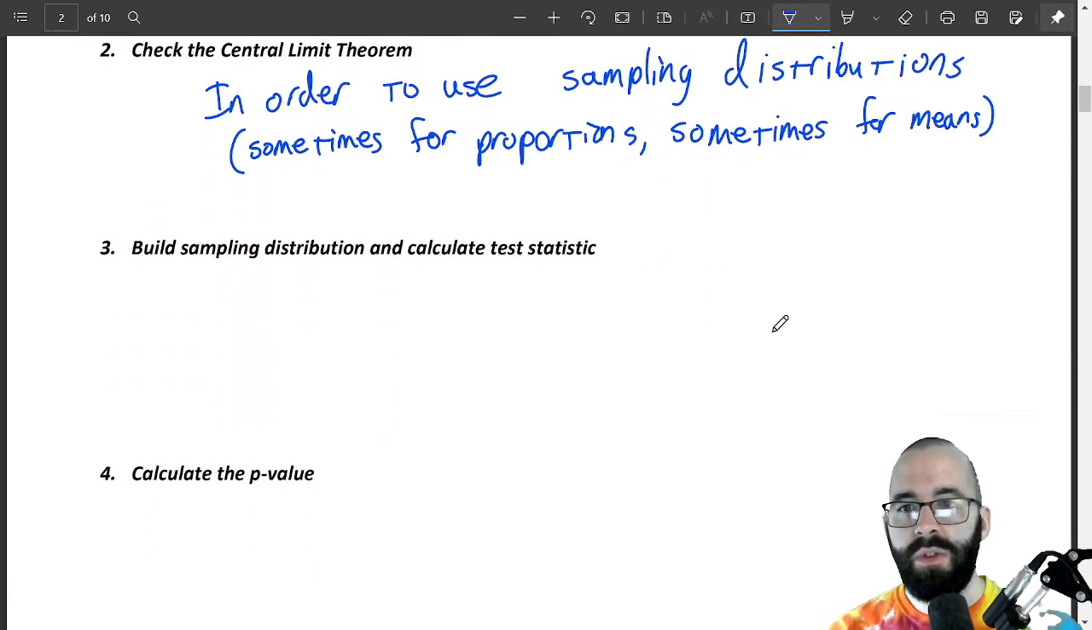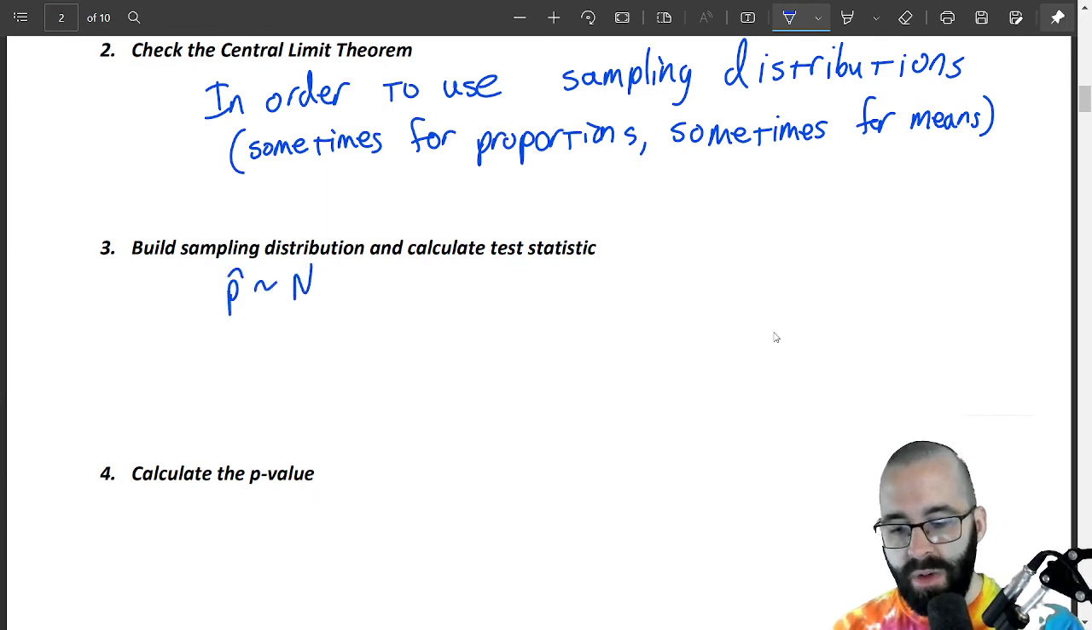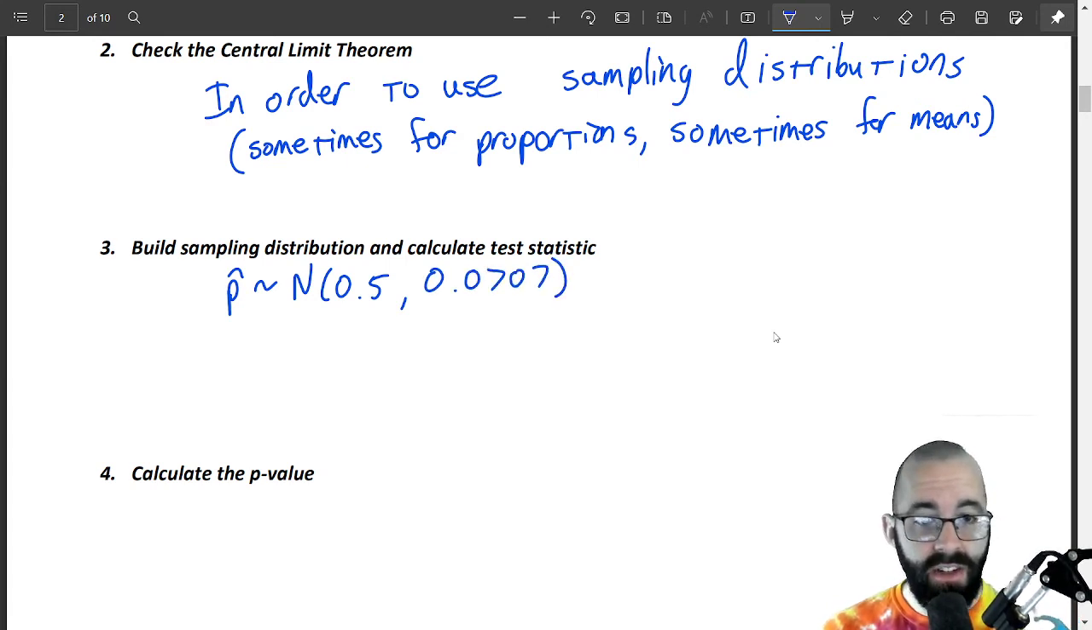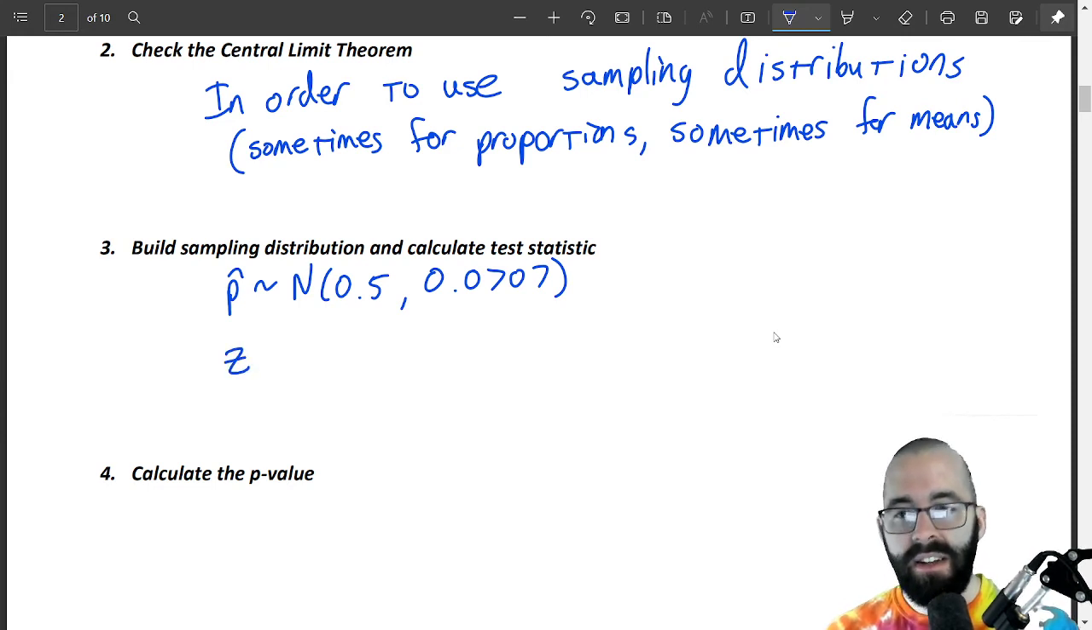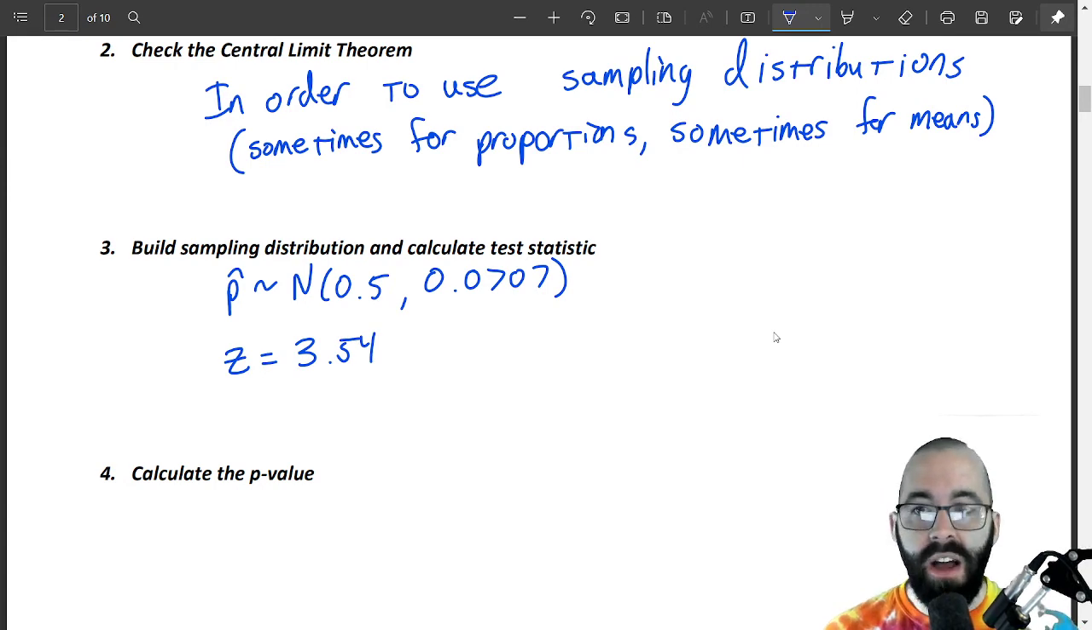Build sampling distribution and calculate test statistic. We did that, right? We said that p hat was normally distributed with mean 0.5 and standard deviation 0.0707. On average, this proportion is going to be 50% heads plus or minus 7%. All right, and we found our test statistic to be 3.54 standard deviations above the mean.